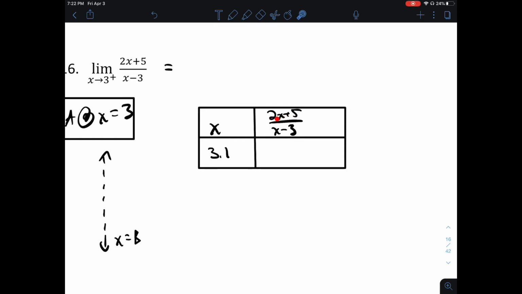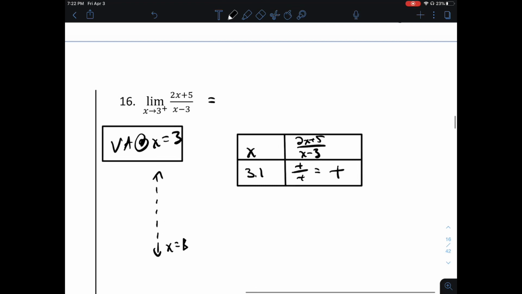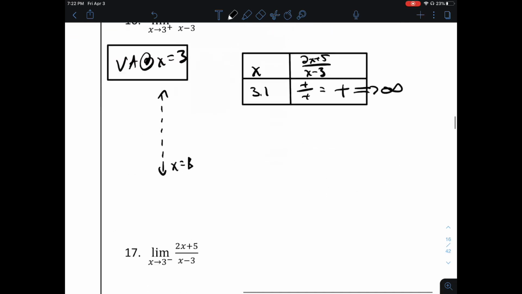If you put 3.1 into the top, you got 2 times 3.1 plus 5. That's going to be positive for sure. If you put 3.1 into the bottom, 3.1 minus 3, that's also going to be positive. If you divide two positives, guess what you get? You get a positive. What's that tell us? That tells us that this is approaching infinity. We knew it was one or the other. Positive, so that means it's going up. Done.